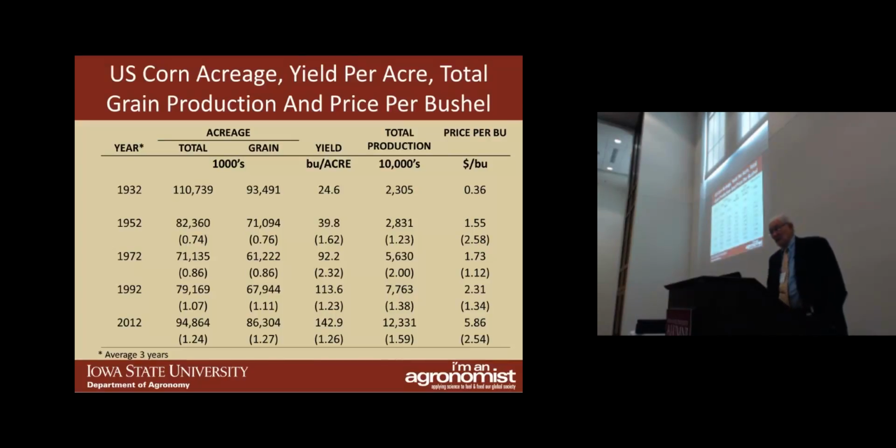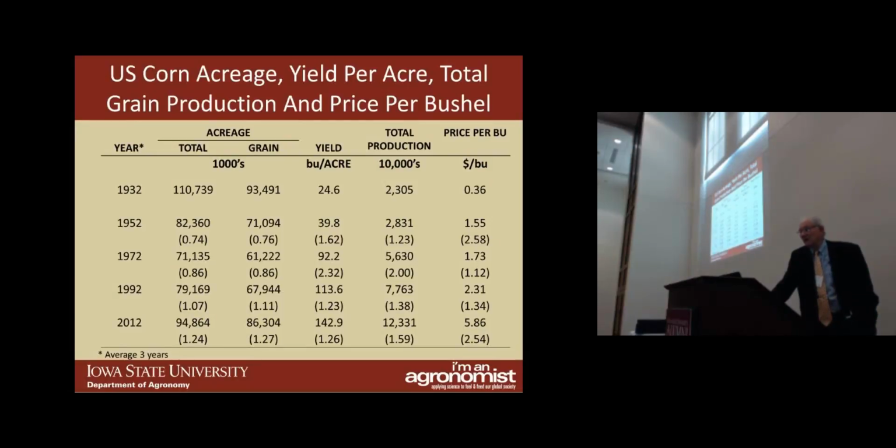Acreage, you look at it, in 1932, that was the year I was born. Look at that. 110 million acres of corn. Wouldn't those companies like that today? Yield, 24.6. Price, 36 cents. Looking down at 2012, we got 94 million acres and 12 billion. This year it's around 14 billion on about that much acreage. Yields were a little lower then, but then the price was 586.